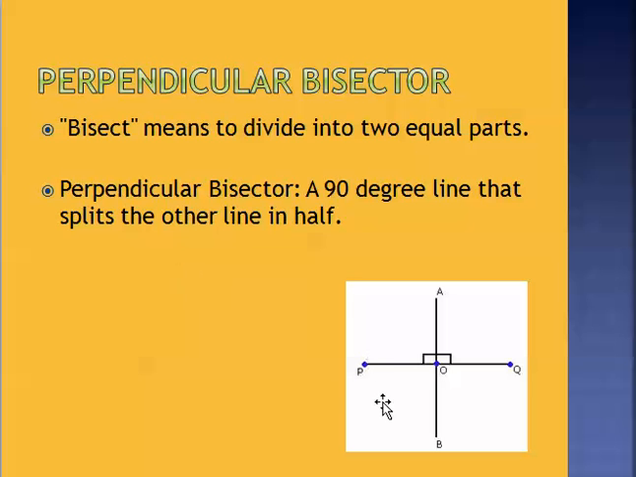So you will see here is a picture of a perpendicular bisector. The original line would be PQ, and the perpendicular bisector line is AB. And they would cross at point O in the center. And you see those little square boxes in the corner? That means that those are right angles. And of course, like I just said, right angles are 90-degree angles.